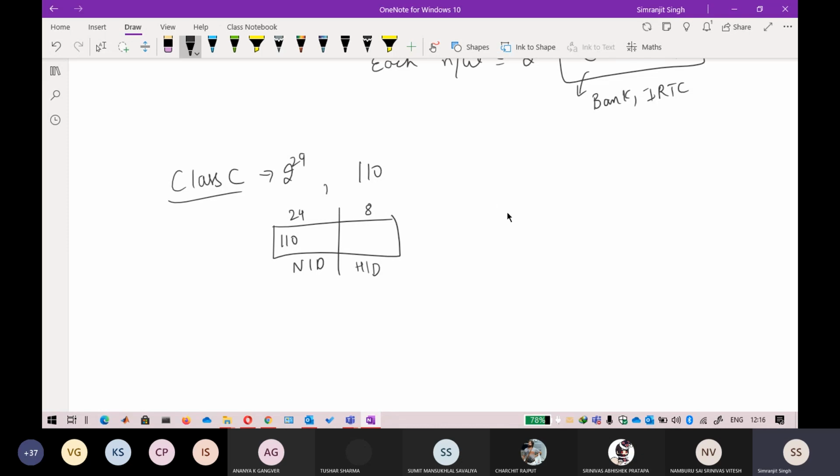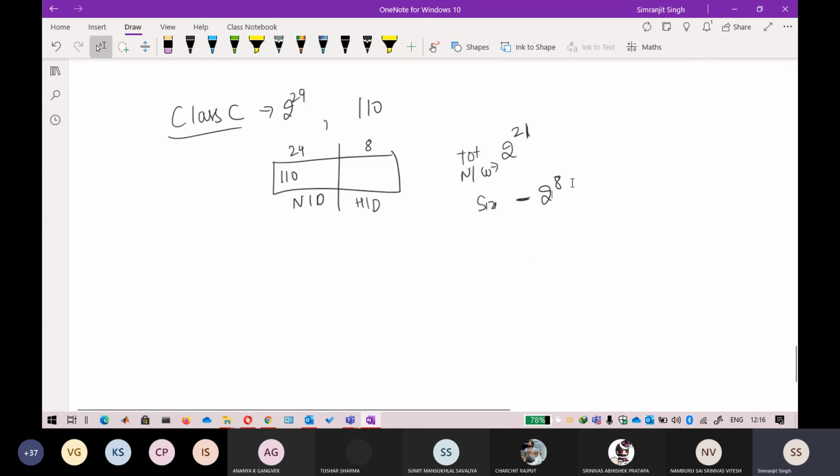So total networks will be 2 raised to power 24 minus 3, which will be 21, I think. Yeah, so total networks is 2 raised to power 21, and the size of each network will be 2 raised to power 8. If you want total IP addresses, you multiply 2^21 into 2^8, you will get 2^29. That is the total IP addresses.